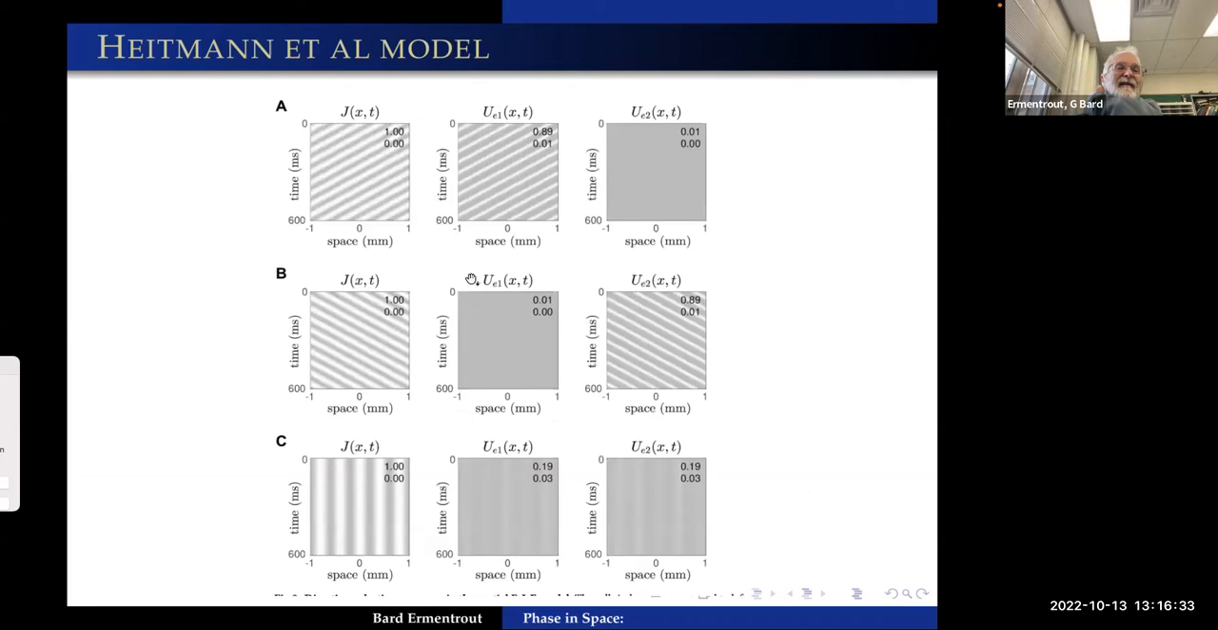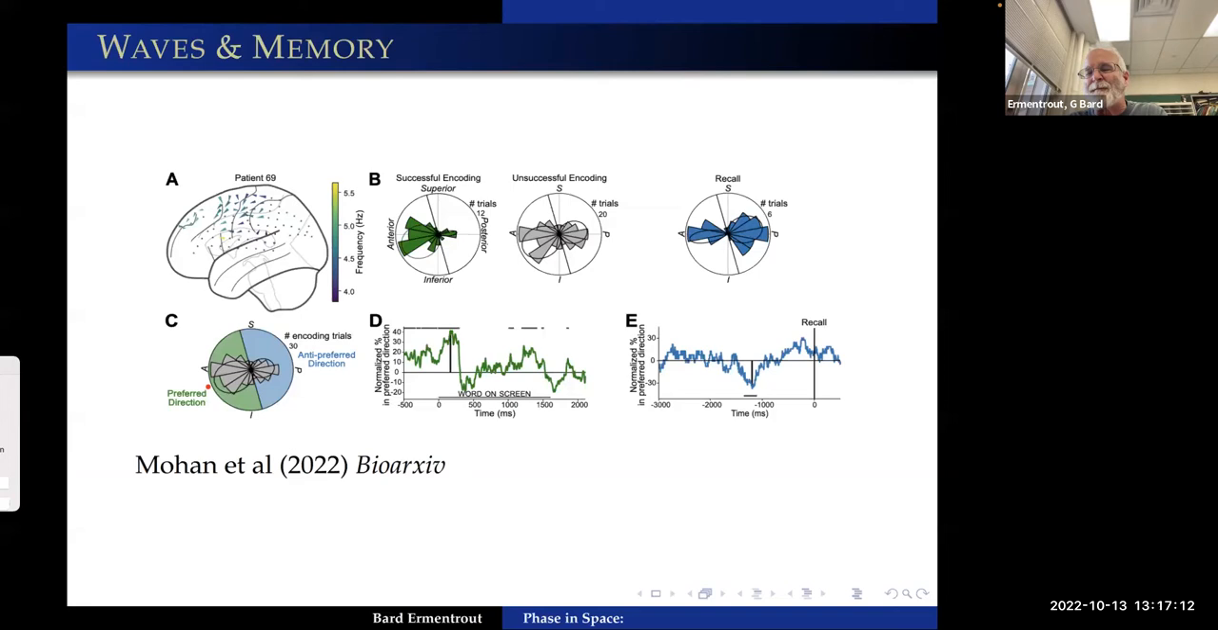Now the input is J of x,t, and you can see it is a moving gradient. One moves in one direction, and this moves in the other. Population one responds; population two doesn't respond. Similarly, population one doesn't respond to this one, while population two does respond. And if the gradient is synchronous, in other words not a moving gradient, neither of these responds except weakly. So that's one possible application of traveling waves.